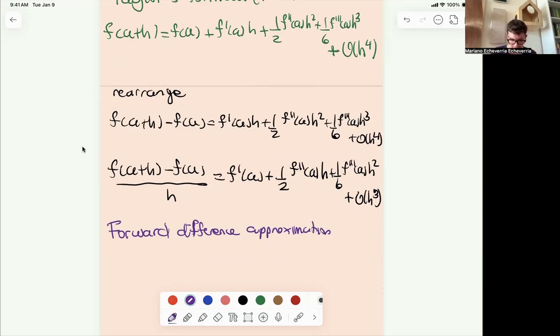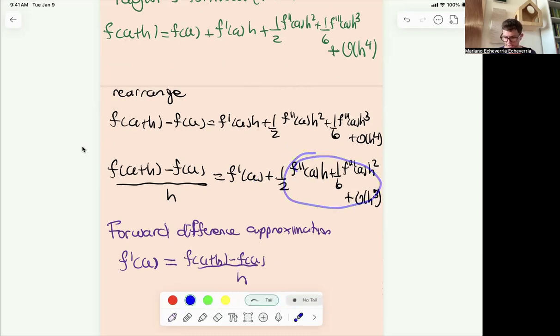It says that if you solve for f prime of a here, the derivative is f of a plus h minus f of a, divided by h, and all this junk is, if h is small, O of h, if you think about it as a single quantity.